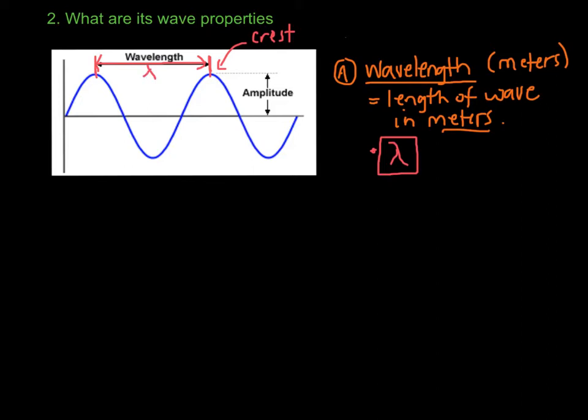Or you can measure trough to trough. So the bottom of a wave is called a trough. And if you measure from one trough to the next trough, you also get wavelength. Or you can go node to node. So a node is where it crosses the line. And then you want to go not to the next half node, but to the next full node. So from here to here is also wavelength. And all three of those should be exactly the same as long as that wave type isn't changing.